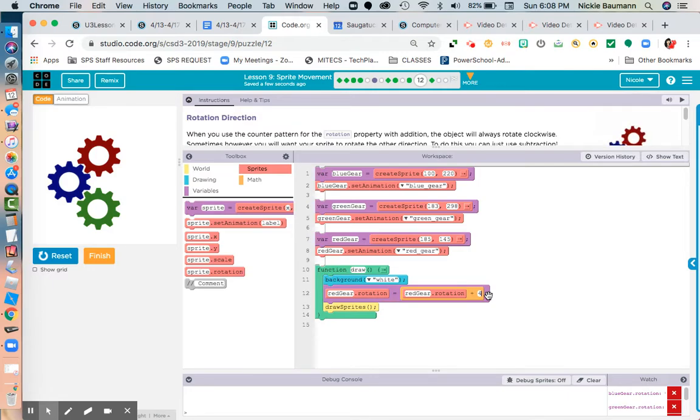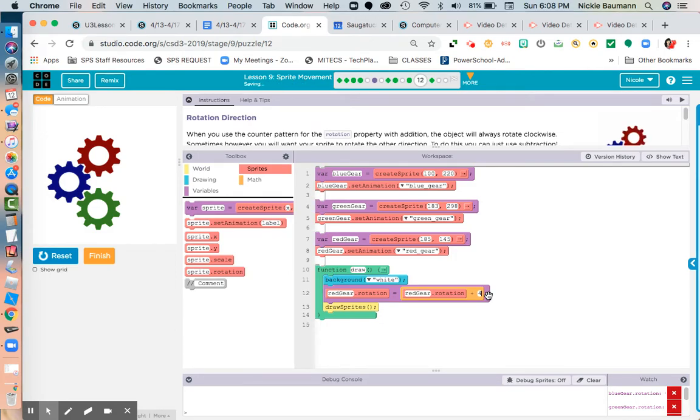So what this is saying is that when I first draw it, red gear rotation is set at 0, and I'm going to add 4. Then when I redraw it again, red gear rotation is now 4, and I'm going to add 4 more to that. So now red gear rotation is 8. And then I'm going to draw it.